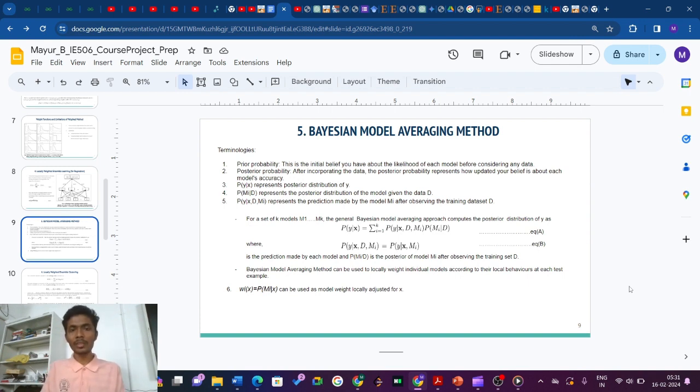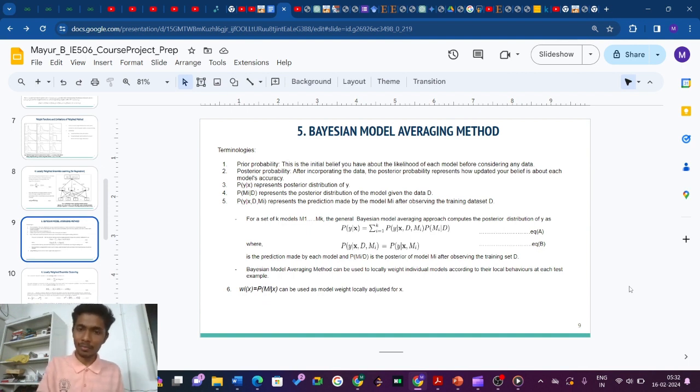So in the Bayesian model averaging method, we have prior probability and we have posterior probability. Prior probability is the initial belief that we have about the likelihood of each model before taking into consideration some data D, and posterior probability is the same after taking into consideration some data D. Now if you look at equation A, it gives us the posterior distribution of y, meaning the posterior probabilities of all the possible values of y given a data set D for a model mi. In this equation A, we have a term p of y given x, D, mi, which gives us the posterior probability for every single value of y given a data set D and for a model mi.